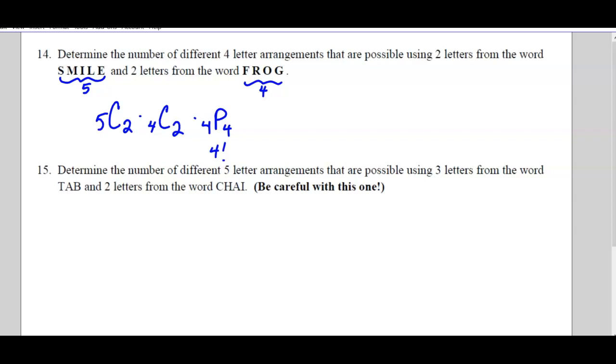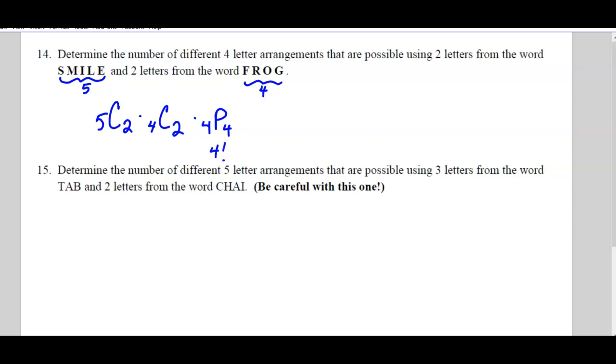A little hint on this one, be careful. It says determine the number of different 5-letter arrangements that are possible using 3 letters from the word tab and 2 letters from the word chalk. So 3 letters from the word tab are only 3 letters, right? So 3C3 is just going to be 1. But the problem is, this has a repeated letter, A. So you kind of have to treat these in cases.